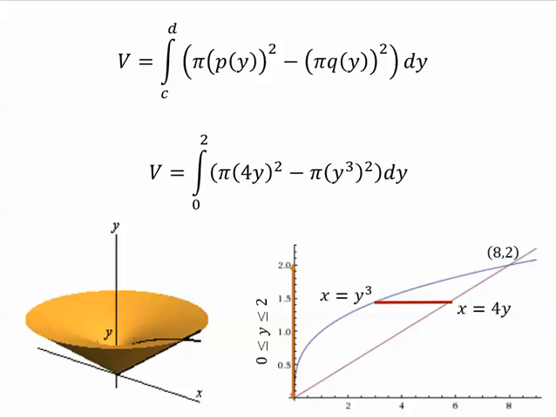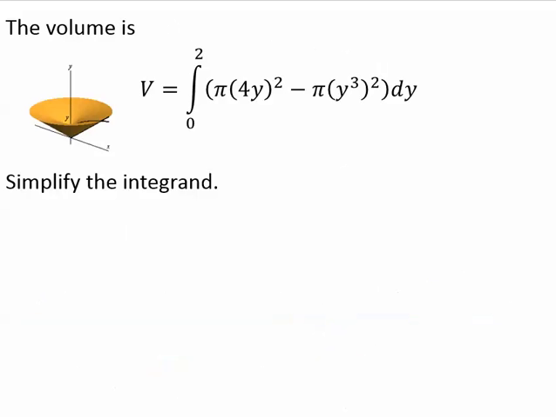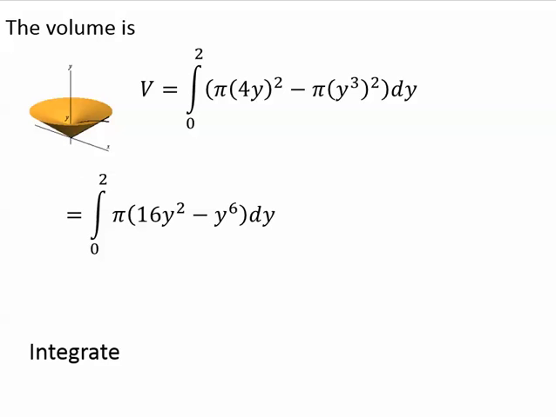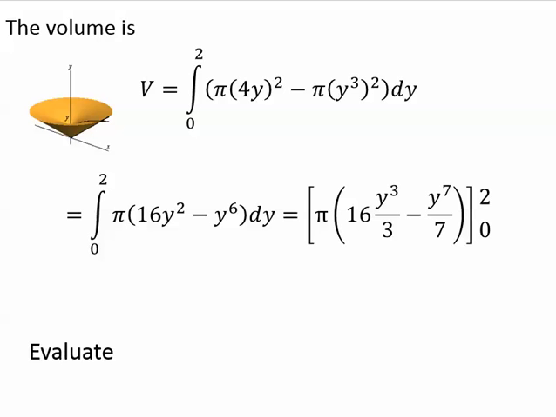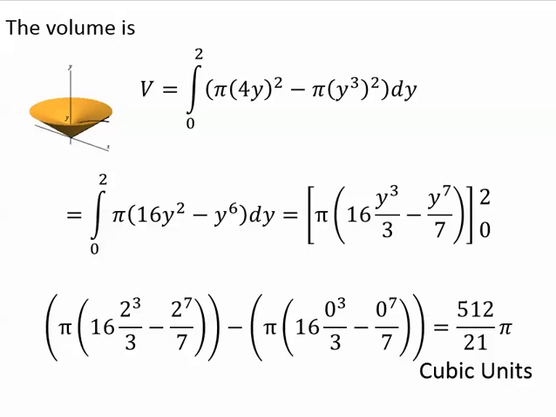Once you do the setup, you simplify and integrate. So let's do that. First, let's simplify. After you simplify, integrate and evaluate. When the dust settles, you get 512 divided by 21 times pi, and remember it's a volume, so cubic units.